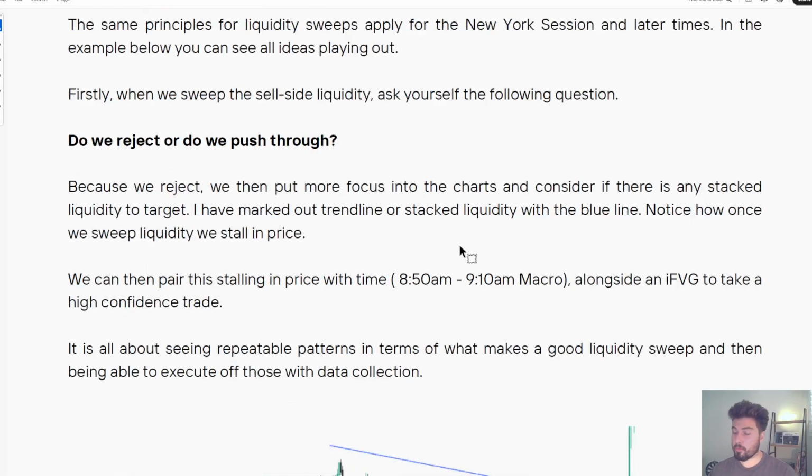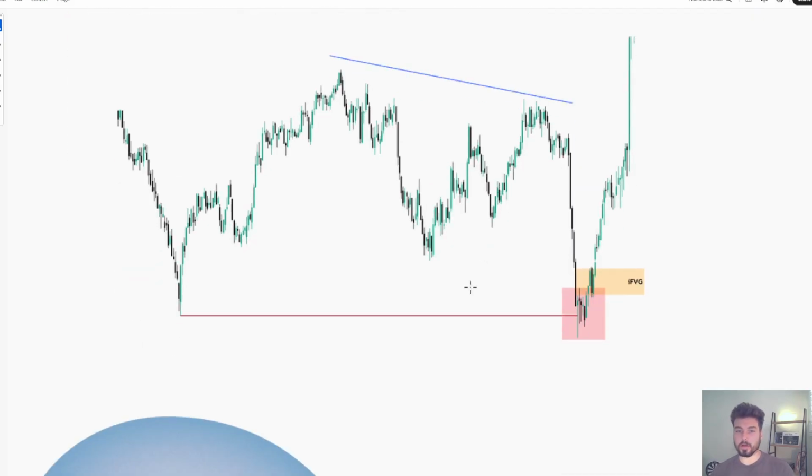Second thing, we're putting more focus into the chart. What I like to do is ask myself, okay, what has price done? You see how we form this trend line liquidity here, and then we have this impulsive move down. That's accumulation, manipulation down, we sweep sell side, and then I just see, do we react? If we react, then I'll make sure we're in a key time frame.